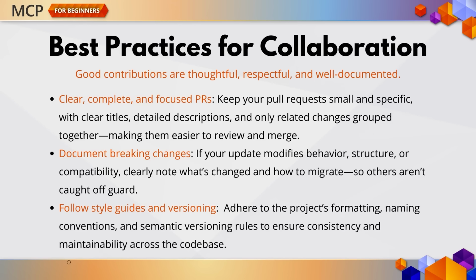Well, it starts with starting small. Fix a typo, write a test, answer a GitHub discussion question. From there, follow the project style guide, document your changes, and submit focused pull requests. And remember, collaboration isn't just about the code. It's about communication. Whether you're opening a PR or reviewing someone else's, prioritize clarity, correctness, and completeness. Be thoughtful about version compatibility. And always document breaking changes.